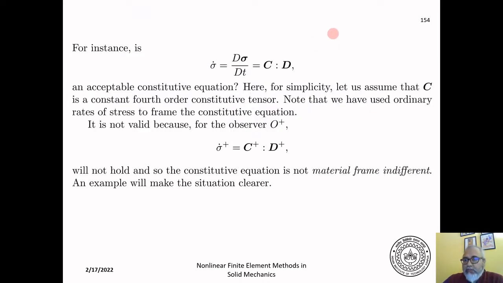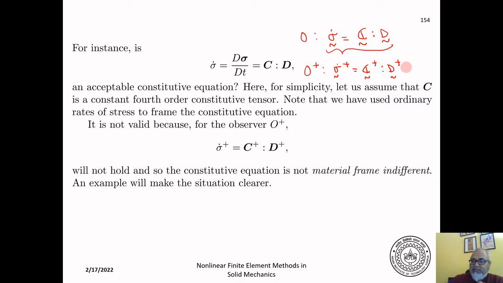For instance, suppose that we have a constitutive equation for the O observer, in which sigma dot is related to the rate of stretch through a constant fourth order tensor C. Now, for this to be frame indifferent or objective, O plus should see this constitutive equation. This should be the constitutive equation that O plus envisages.